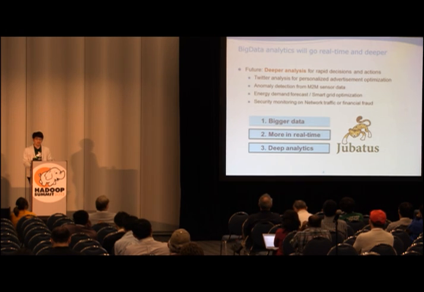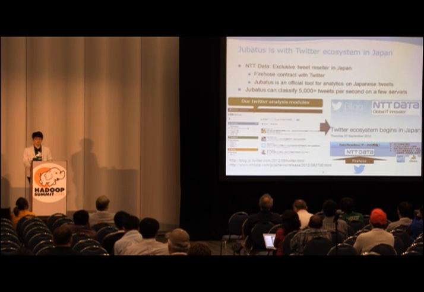There are possible applications like Twitter analysis for personalization, anomaly detection from M2M data, energy management, or security monitoring, something like that. And actually, Jubatus is being used in a Twitter reselling service in Japan. Jubatus can classify over 5,000 tweets per second on only a few servers. This is joint work with NTT Data also.